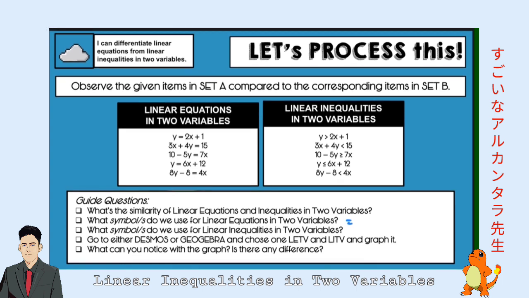But for linear inequalities, you can notice that there is the symbol greater than, there is a less than, there is the greater than or equal to, and the less than or equal to. Meaning to say, in linear inequalities, there are four different symbols, while for linear equations, we only have the equal sign. So there will be a difference you can notice in the graph once again if you try to type it in GeoGebra. So let's try and do that.